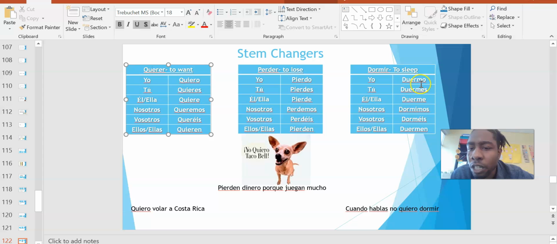Okay, dormir, to sleep. Yo duermo, tú duermes, él duerme, nosotros dormimos. We have an I here because this is an IR verb, and we don't have a stem changer because it's nosotros y vosotros. So we can see that the infinitive was dormir, not duermir. And then in our last one, we have ellos o ellas duermen.